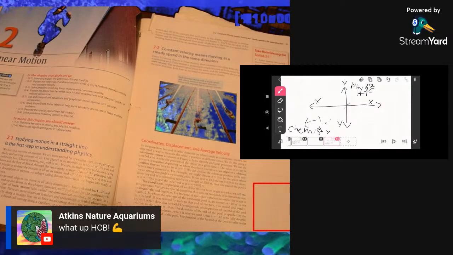This is plus plus, right? All right, but then you got a quadrant over here, and let's say something that involves chemistry, right? Plus physics, right? An example of this would be friction.